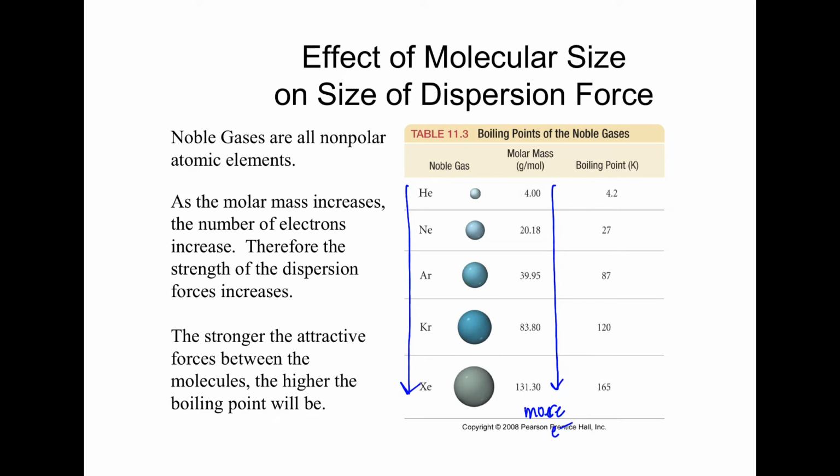And you can see the effect. The boiling point goes way up as you get further down in the periodic table. So as the molar mass increases, the boiling point also increases. And remember, boiling point is really a measure of how attracted the molecules are to each other. The more attracted they are, the more they're going to want to stay a liquid, and the higher the boiling point is going to be. So stronger intermolecular forces means higher boiling points.